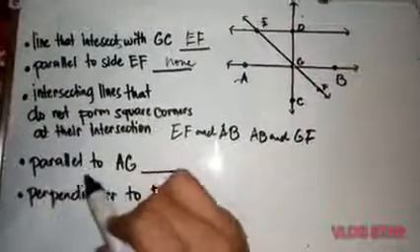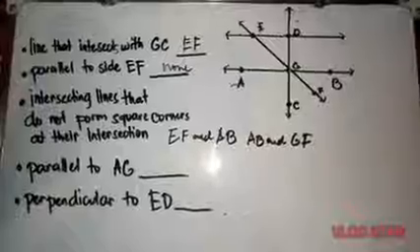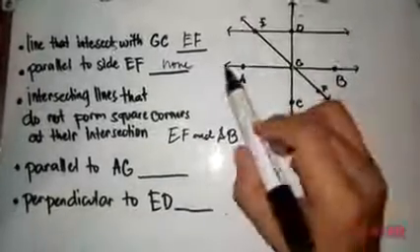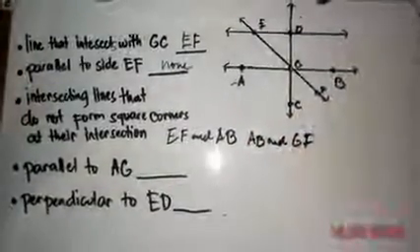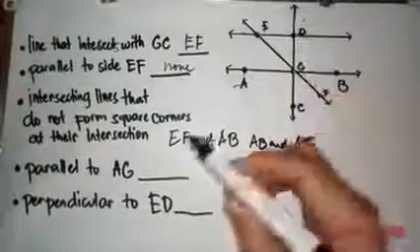Next is parallel to AC or parallel to AG. So this is line AG, and what's the parallel line to AG? ED.